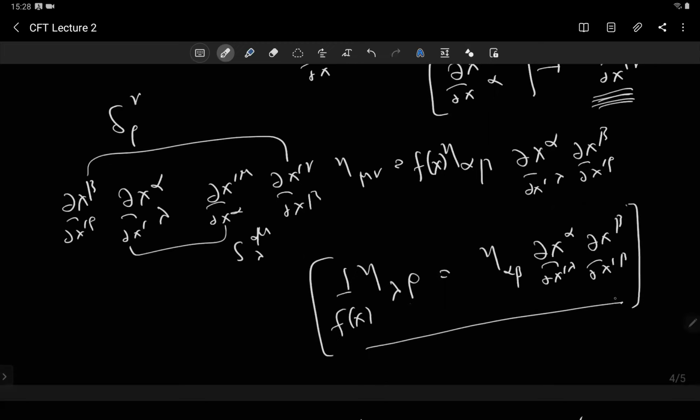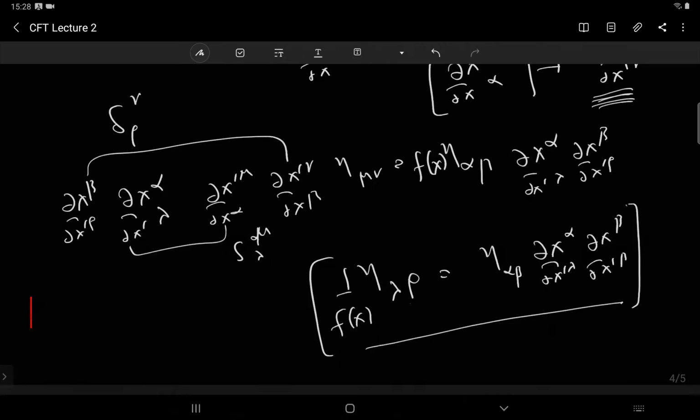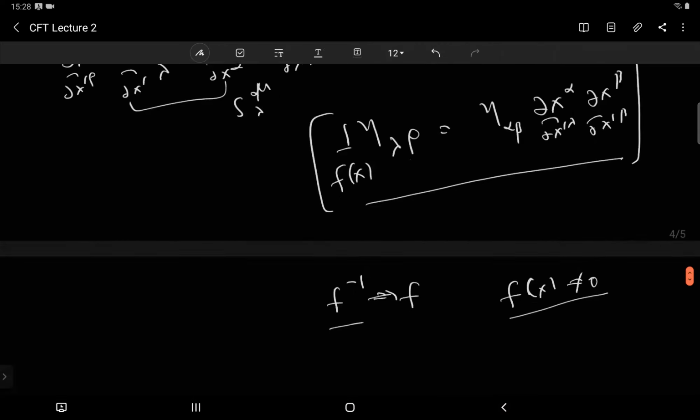And now look at this equation. This is exactly like the conformal transformation equation, but with f being 1 by f. So as long as f is not 0, and in any case we won't demand f equal to 0, because we want to preserve the causal relation. If f is 0, then it becomes light, so we don't want that to happen. So f is not 0. If f is not 0, then you see here that this is also a conformal transformation.